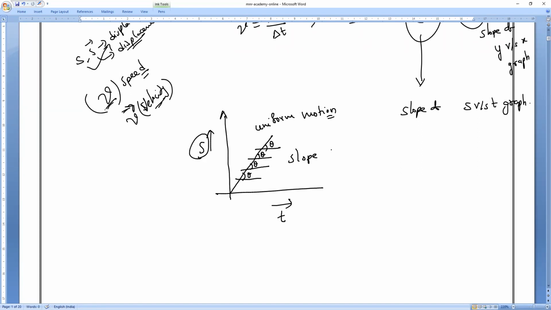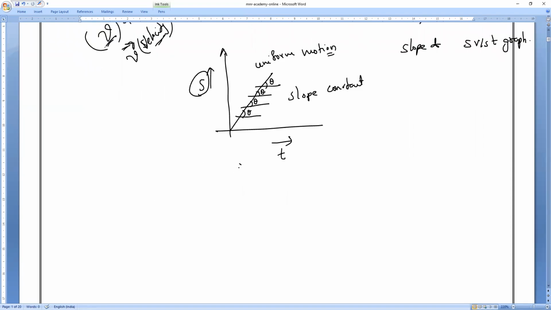But if it is a non-uniform motion, what will happen? Is the slope constant? All of you? No, sir. So how do we find the slope for a non-uniform motion? I have taught you. If it is a non-uniform motion, what should we do? Anybody?